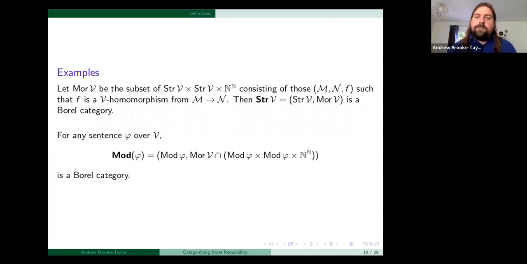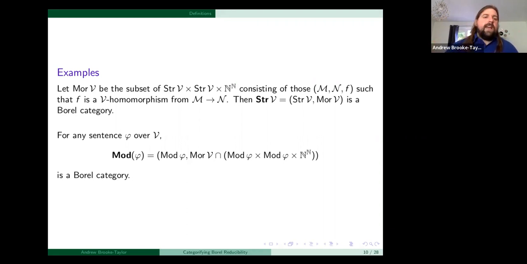And then, well, that was for all V structures. So again, if you've got any first order sentence, you can look at the Borel category of models for that sentence, where you just take the models and, just like in any first order setting, the homomorphisms are all the homomorphisms between those things as structures. So that gives us the Borel category. So that's kind of the overarching example. Most of my examples are going to be of this form, but it is a more general framework.